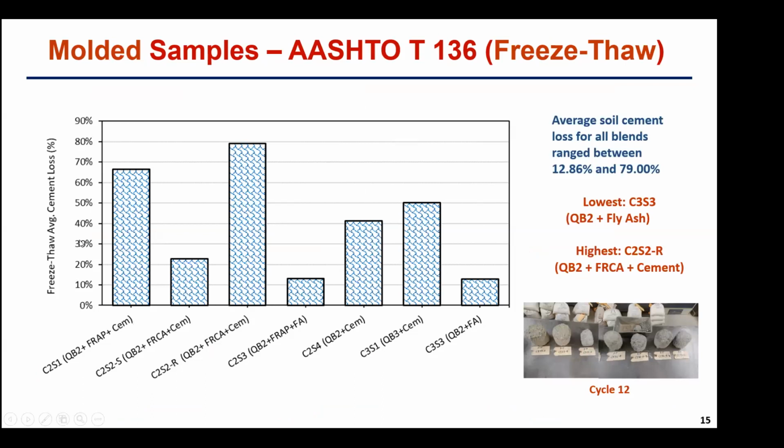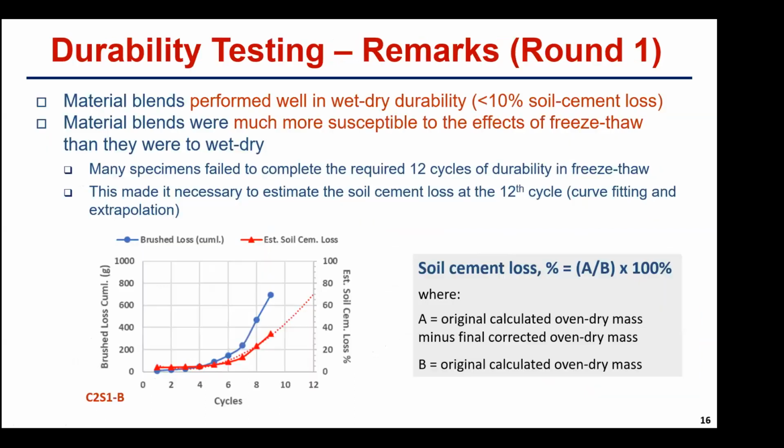So this is the same thing. That's the average soil cement loss after 12 cycles of testing for the different material combinations. You would see here that some of the material combinations went way high, exceeding 60%, or 70 to 80% in some cases, while some of them were in the range of 10 to 20% of soil cement loss. I'll discuss more details about which samples were better performing and which were less performing as we move on to the field samples, just for the sake of time.